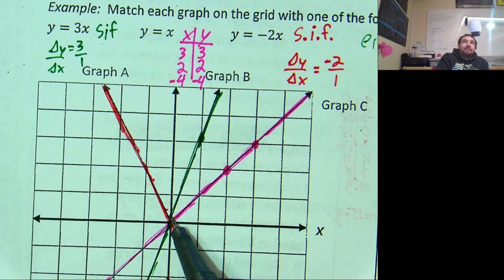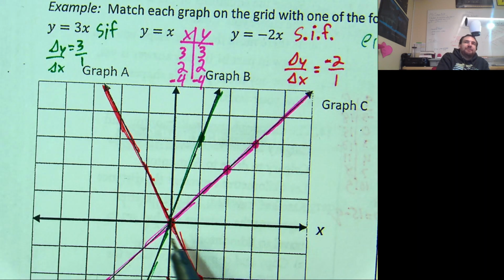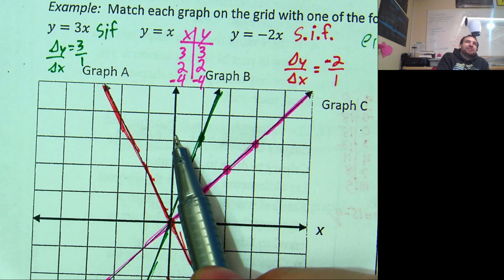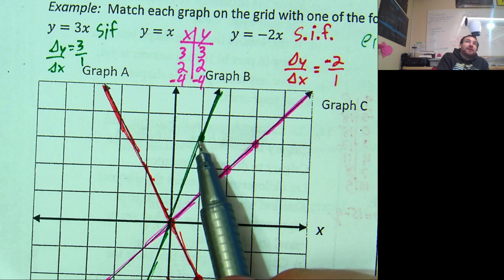So we're told that my change in y is positive 3. So from this point, I'm going to go up 1, 2, 3, and my change in x has to be positive 1, so I go 1 to the right, and there I am. That's how Tammy did it.